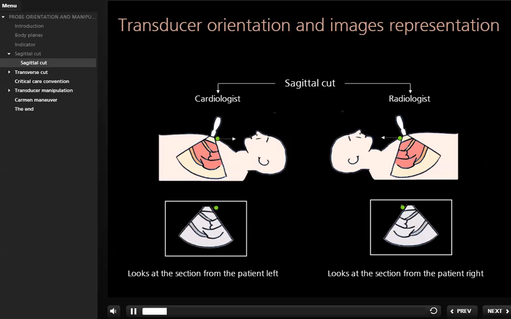The images obtained by radiologists and cardiologists are mirroring one another in the sagittal plane. The radiologist is looking at the section from the right side of the patient and the cardiologist from the left.